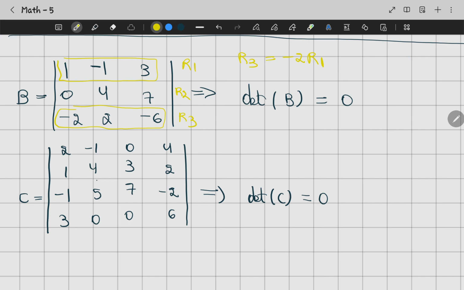Now, this matrix will also have determinant equal to 0. If you take this one, it's column 1, column 2, column 3, column 4. You could see that column 4 is equal to twice column 1. So 2 times 2, 4. 1 times 2, 2. Negative 1 times 2, -2. 3 times 2, 6. That's why the determinant will be equal to 0.